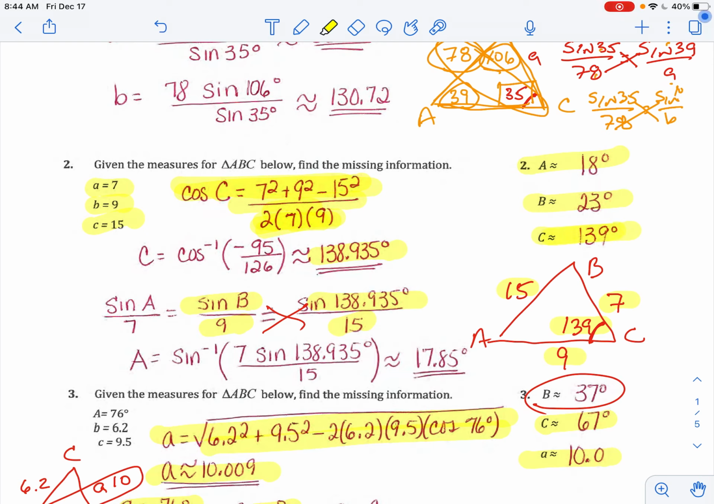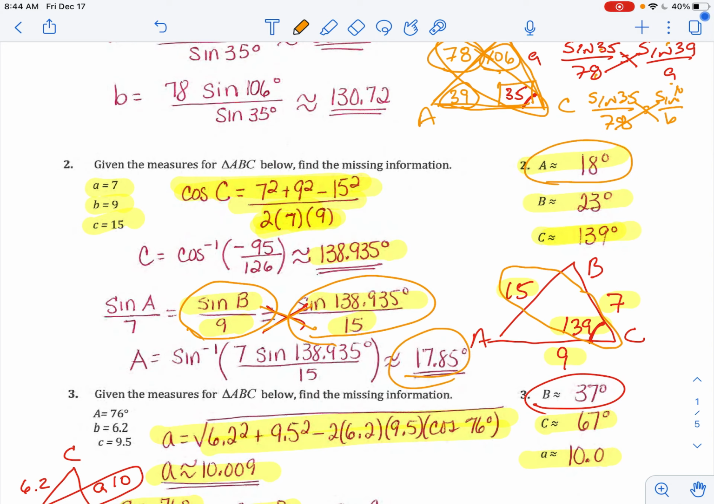Okay, now once I get that, I can do law of sines, right? Because now I know this relationship right here. I could write that like this, and then relate it, maybe find b first. So what you do is the cross you know, divided by the cross you don't know, take inverse sine, and now we get something close to 18 degrees. How do you find the last one? Well, I don't have to do very much, because if I know 2, I can just do the triangle sum theorem to find the last one.